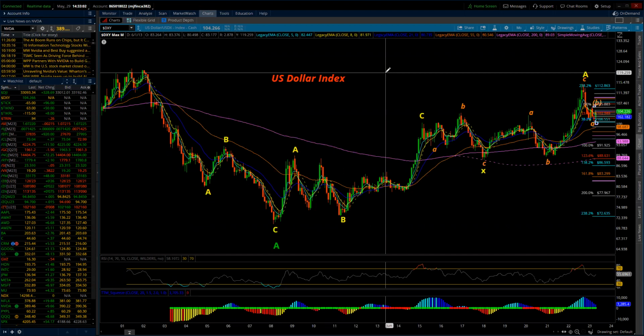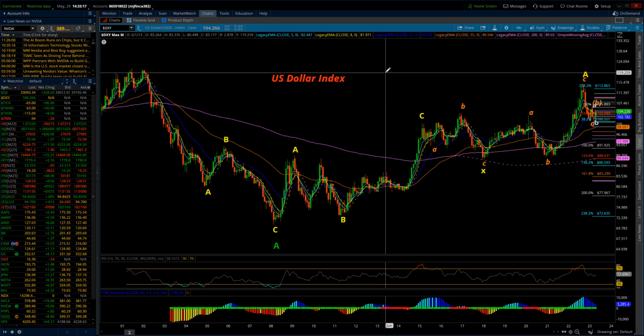The dollar continues to enjoy, I guess you could say, an updraft, where the dollar has now crossed above 104 and still appears that it may have continued upside.